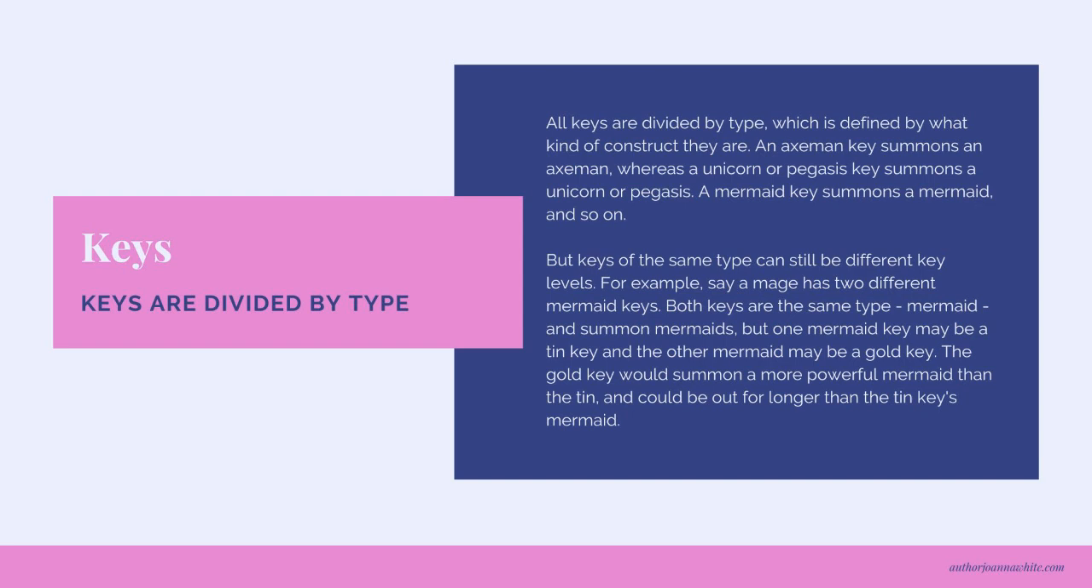You get the idea. But keys of the same type can still be different levels. An example is that a mage has two different types of mermaid keys. Both keys are the same type because they're both mermaid keys and therefore they both summon mermaids. But one mermaid key could be a tin key and another may be a gold key. The gold key, because it's a higher level, means that the mermaid summoned by that gold key is more powerful than the mermaid summoned by the tin key.